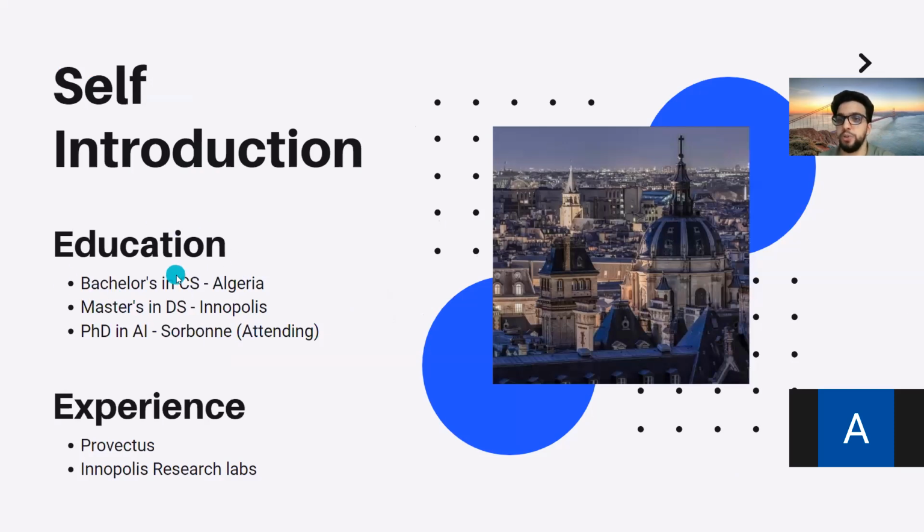I have a bachelor's in computer science from Algeria, and then I did my master's in data science in F21 University. And currently I'm doing my PhD in artificial intelligence in Sorbonne University. Here it is, quite beautiful, in Paris.